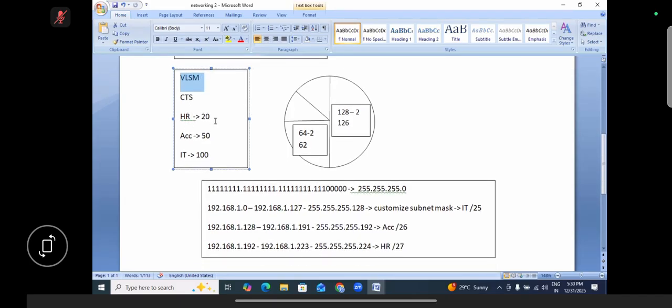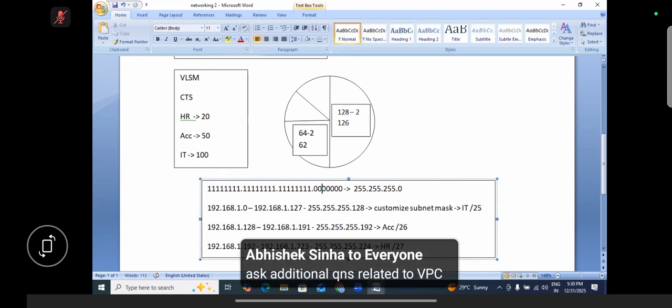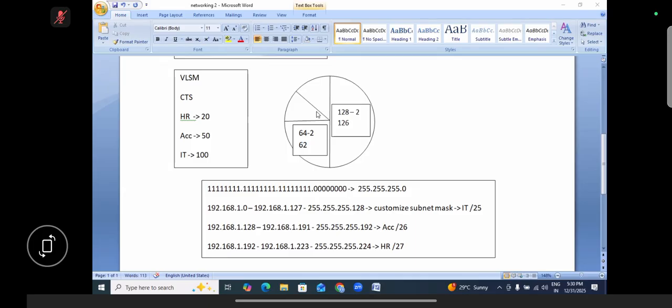Additional information. Let's see here. HR 20, account 50, IT 100. So like this network, same apple formula. Same apple formula. See, guys. What is the subnet mask for this one? It is 255.255.255.0. This is the default subnet mask. Already we know that. So same class C IP address 192.162.1.0, right? Subnet mask 255.255.255.0, right?